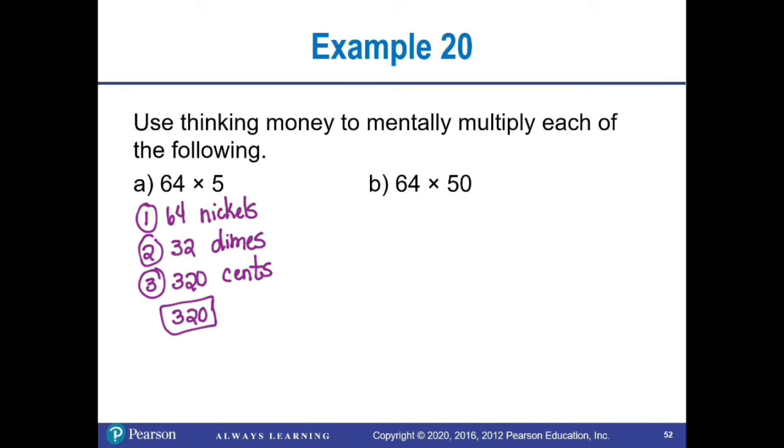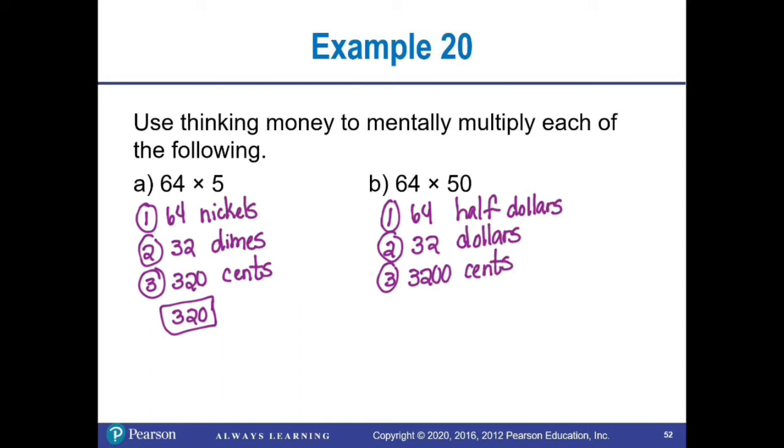Let's look at part B. So we have 64 times 50. Well, the 50 reminds me of half dollars. So I have 64 half dollars. Well, since a half dollar is worth half as much as a dollar, I need half as many dollars. So that would be $32. Well, a dollar is 100 cents, so that's 3,200 cents. So 64 times 50 is 3,200.